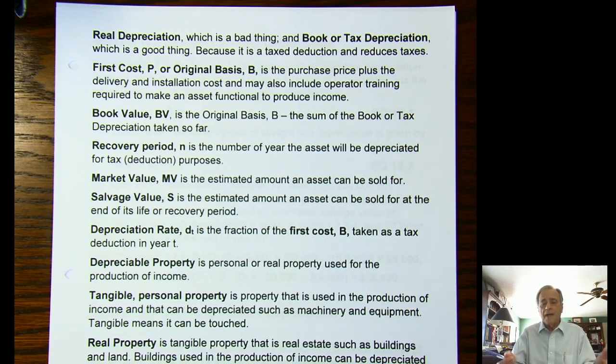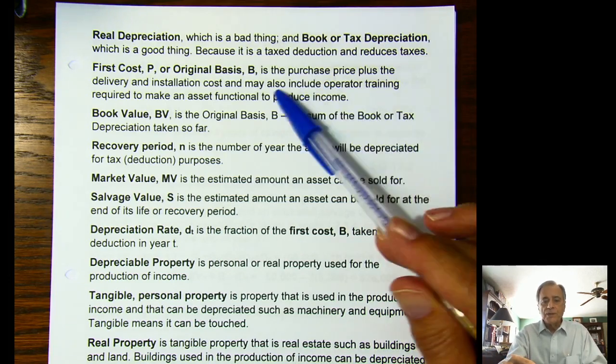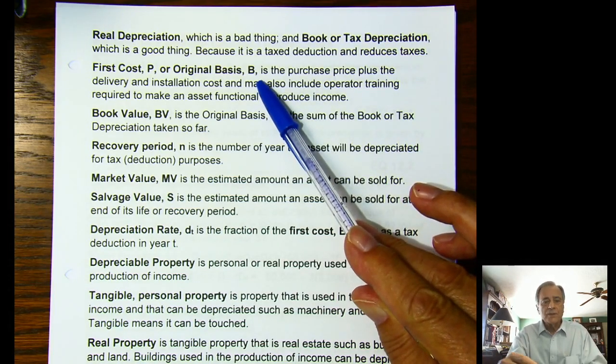So it's the same asset, but in one situation, in a home, just to keep the food you want to eat cold, it's not depreciable. But in a restaurant, it's certainly depreciable property. Property that's used for the production of income generally is depreciable property. So we talk about the first cost, or the original basis in depreciation language, so to speak.